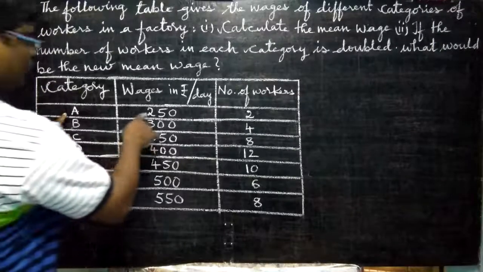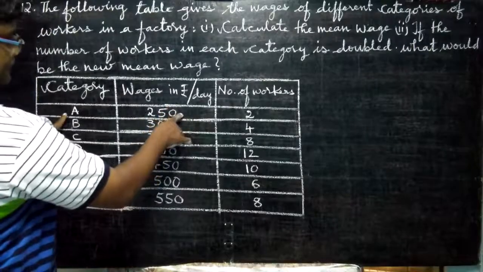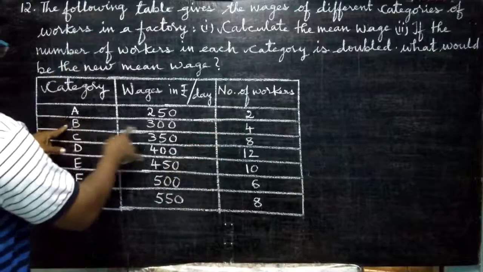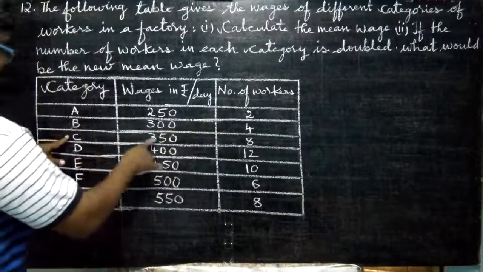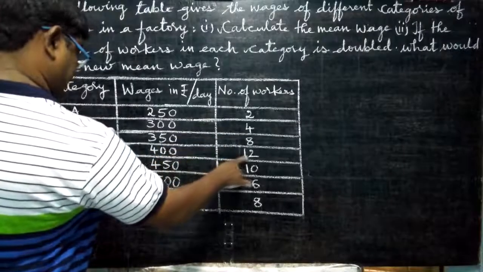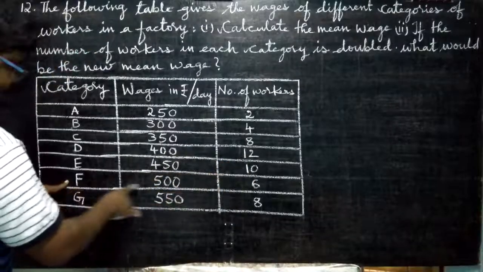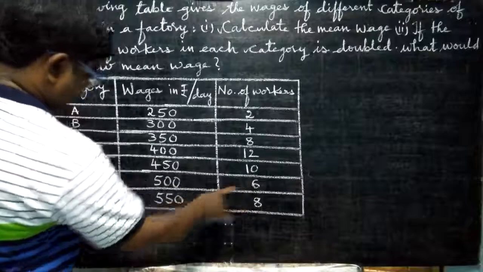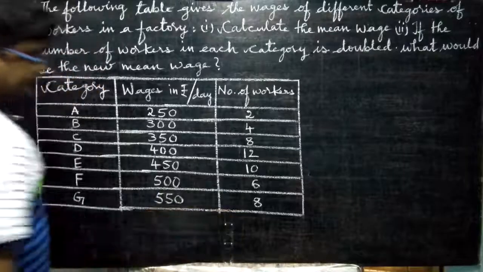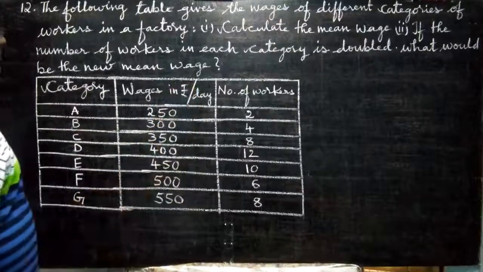In A category, the wage is 250 rupees per day, and the number of workers is 2. Like that, they have given B 300, 4 are there. In C 350, 8 are there. In D 400 rupees, 12 are there. In E 450, 10 are there. In F category, 500 rupees per day, 6 are there. In G category, 550 rupees, 8 are there. Now they are asking to find the mean average.